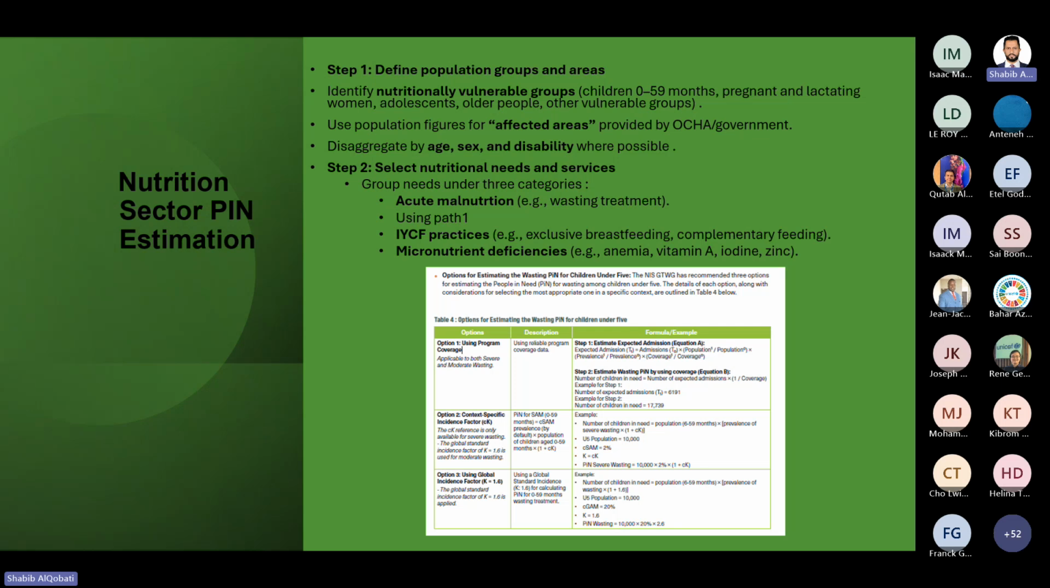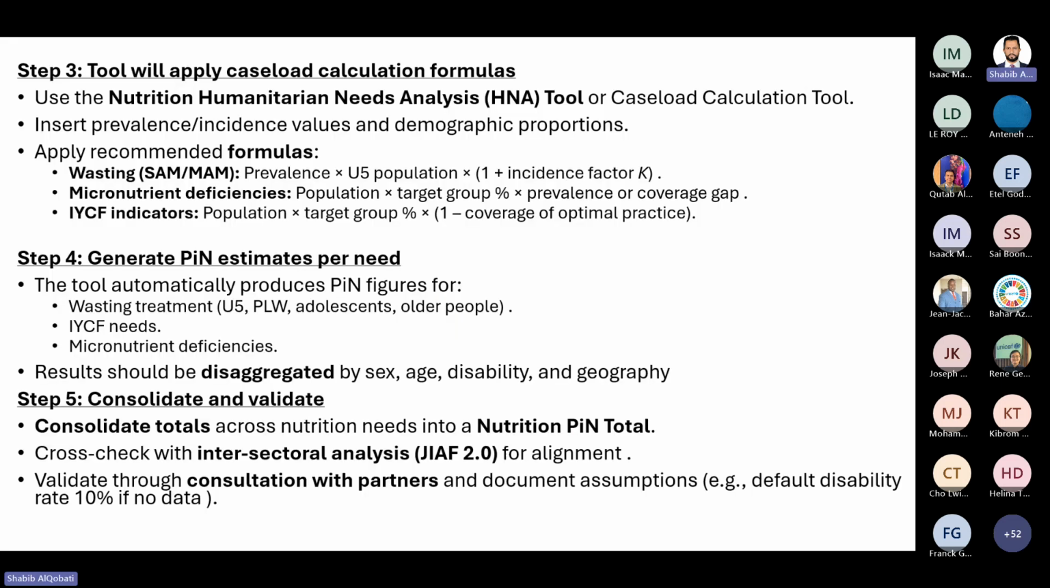You can see this example. The other two options just use the incidence factor, as we usually adapt to use this tool in the previous year. So this is step 2. Step 3, the tool: once you enter all this information, the tool will directly calculate it for you.